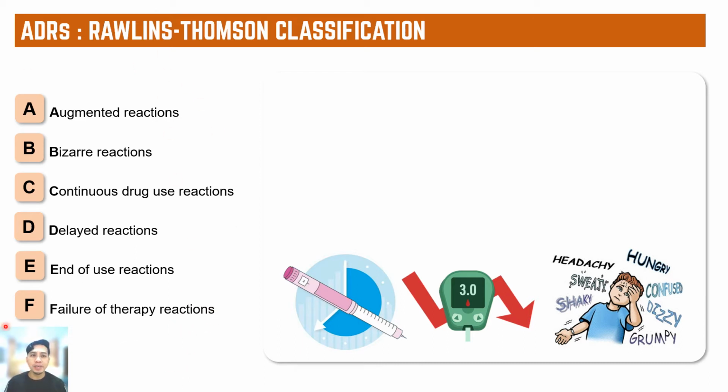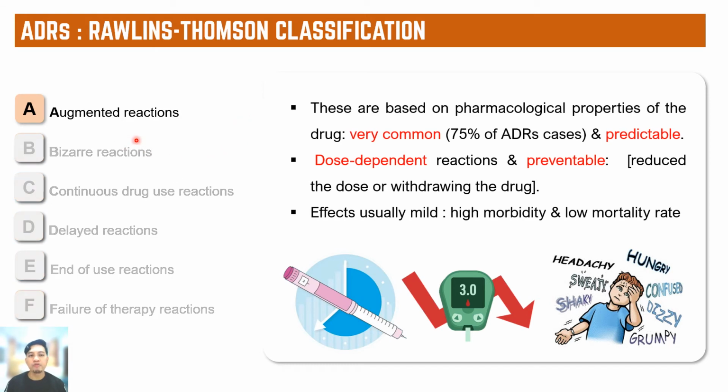So let's get deeper into the details of each type. Type A, or augmented type of reactions, are based on the pharmacological properties of the drugs, and so they can be predicted and are very common. This is a dose-dependent reaction that occurs at either normal dose or overdose, and hence can be prevented by reducing the dose or withdrawing the drug. The effect is usually mild, but may also cause serious incidents in some cases. So they are related to high morbidity and low mortality rates.